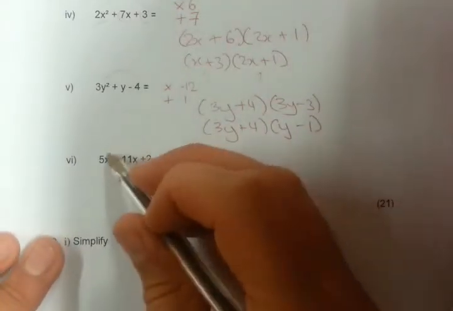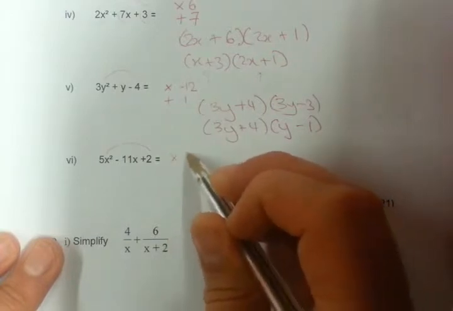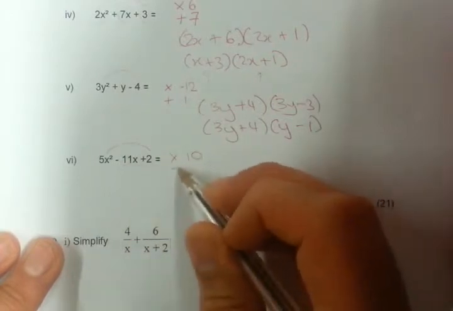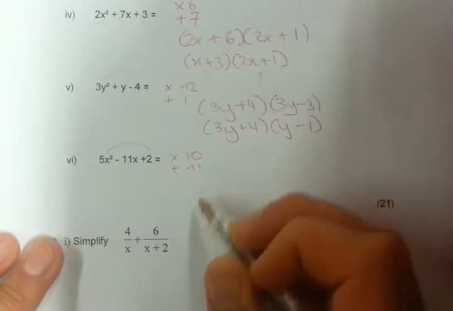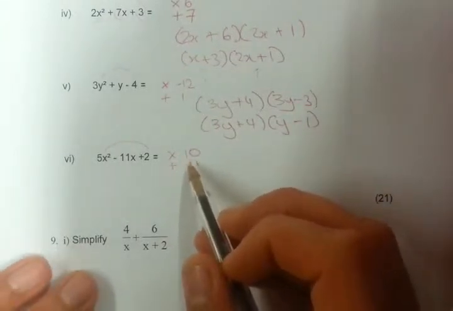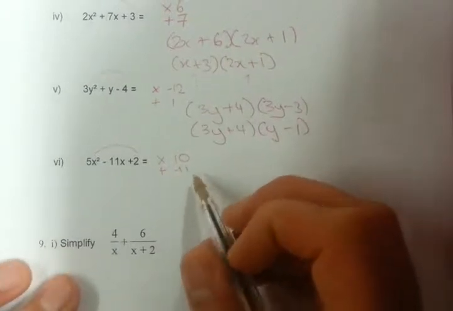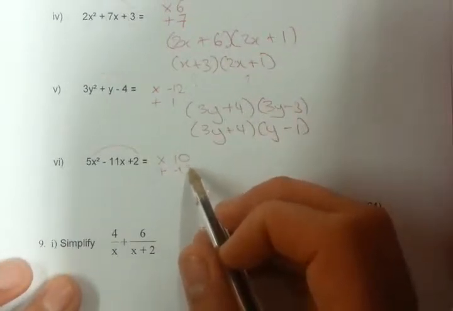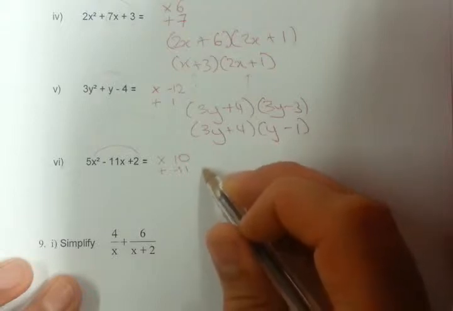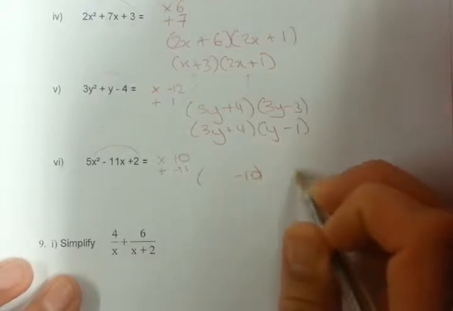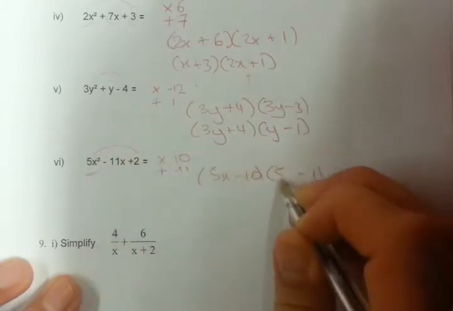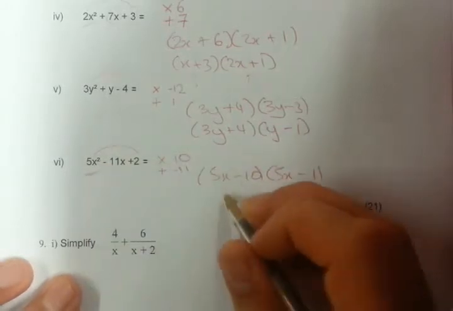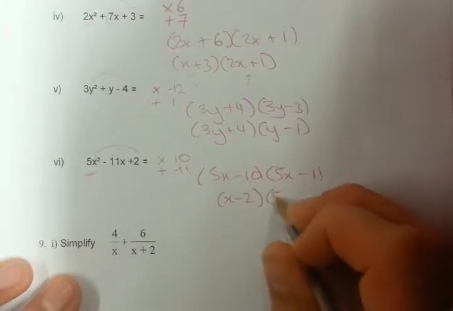Oh, here's another one. 5 times 2 multiplies to make 10, and adds to make minus 11. Oh, I've written minus there. Adds to make minus 11. So if they add to make a negative number and multiply to a positive, they're both negative. So 2 negative numbers that multiply to make 10 and add to make 11, it's minus 10 and minus 1. And then we put the 5x here. And this one cancels down to give you x minus 2. Done. Okay, on to the fractions.